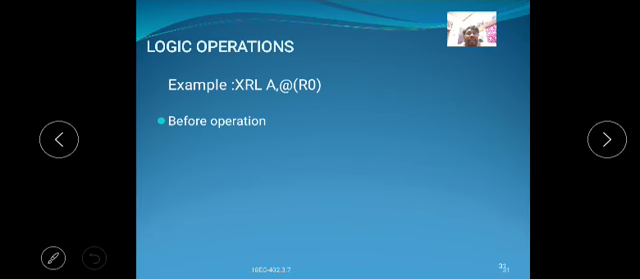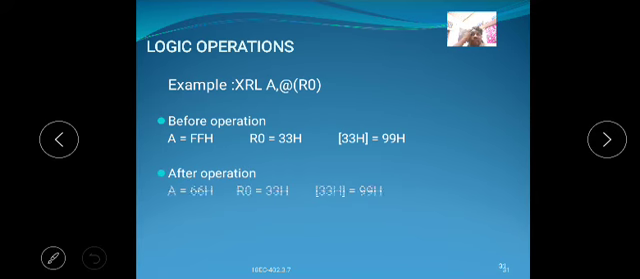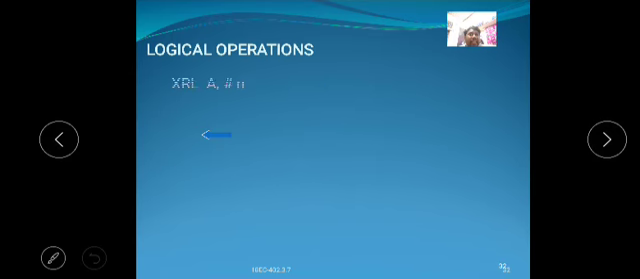Example here: XRL A, @R0. Before operation A is equal to FF, R0 is equal to 33. The address of memory location 33H, content is 99. After operation A is equal to 66, R0 is equal to 33. The address of memory location 33H, content is 99H.